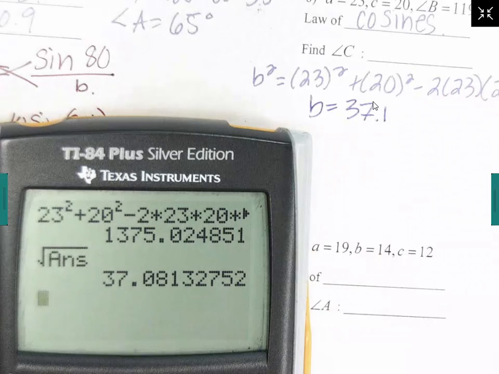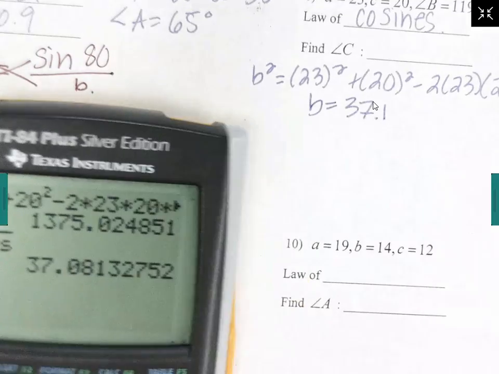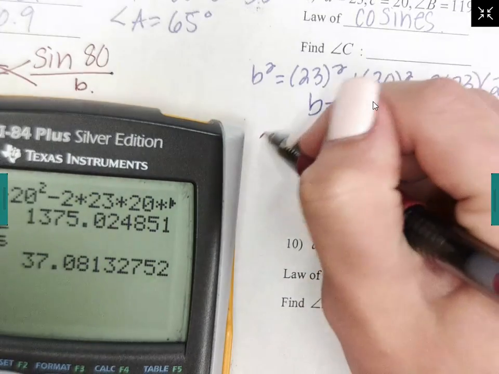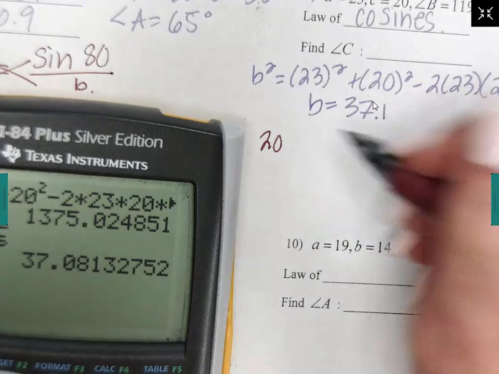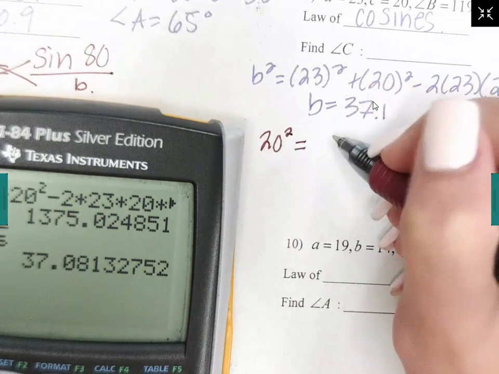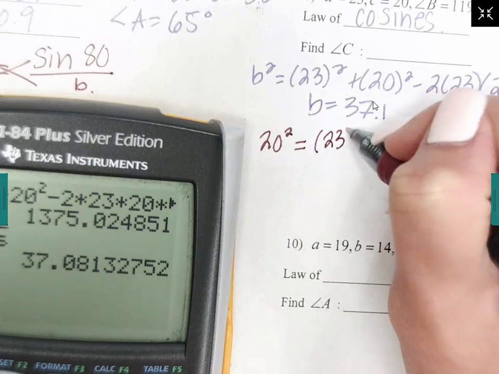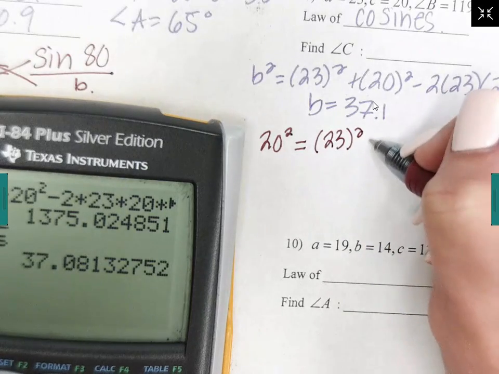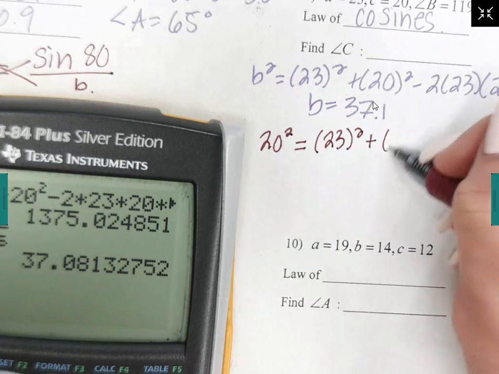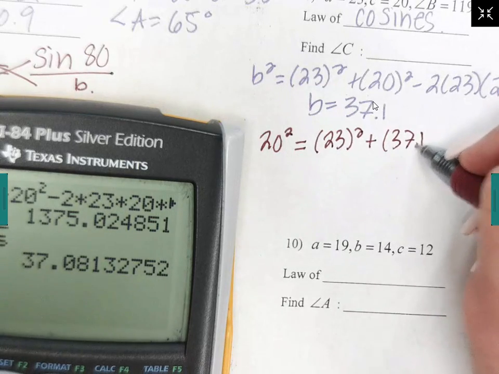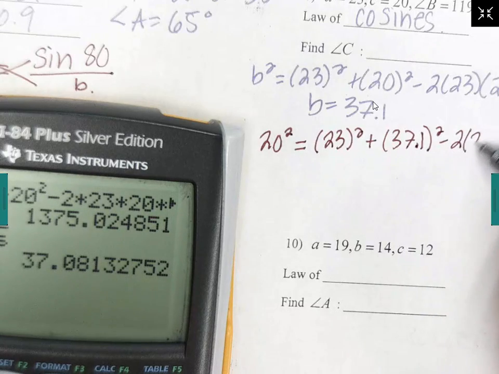Any questions? Now that we know B, can we find angle C? Yes? Okay, so for angle C, we'll have C, which is 20 squared, right, is equal to 23 squared plus 37.1 squared minus 2 times 23 times 37.1 times the cosine of C.